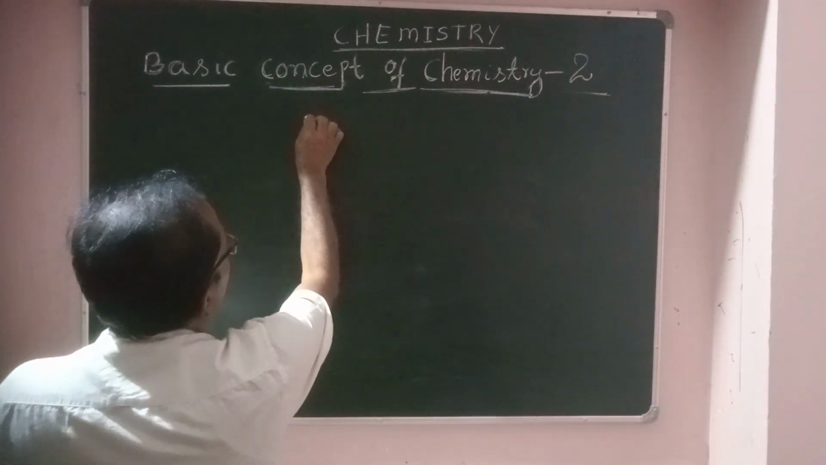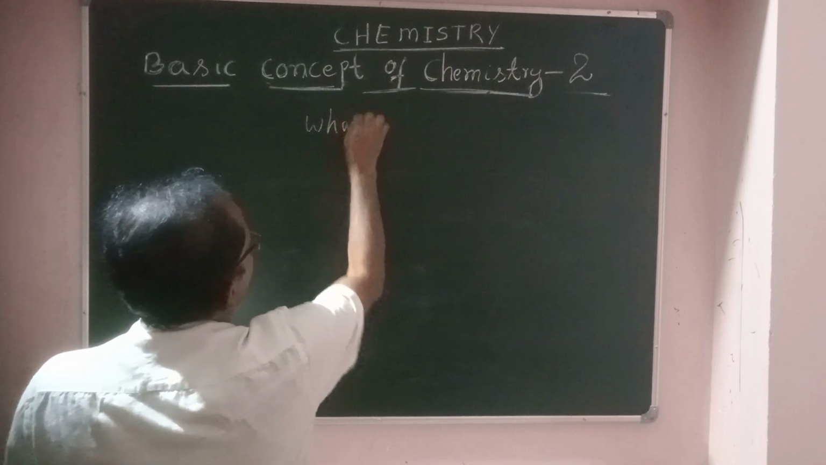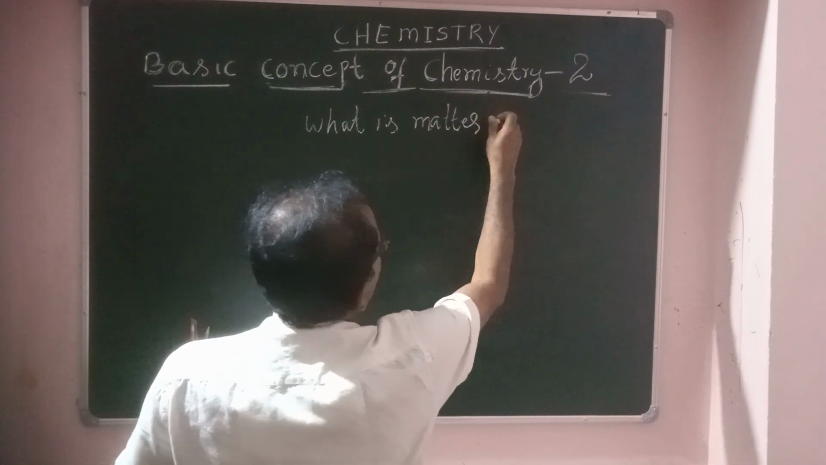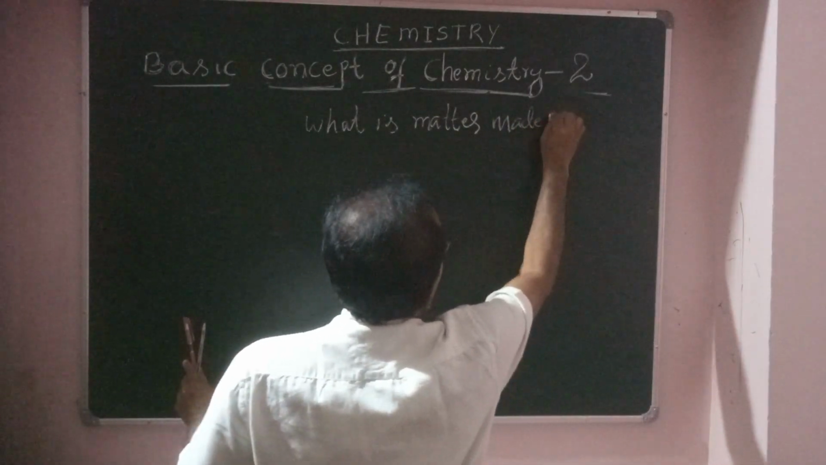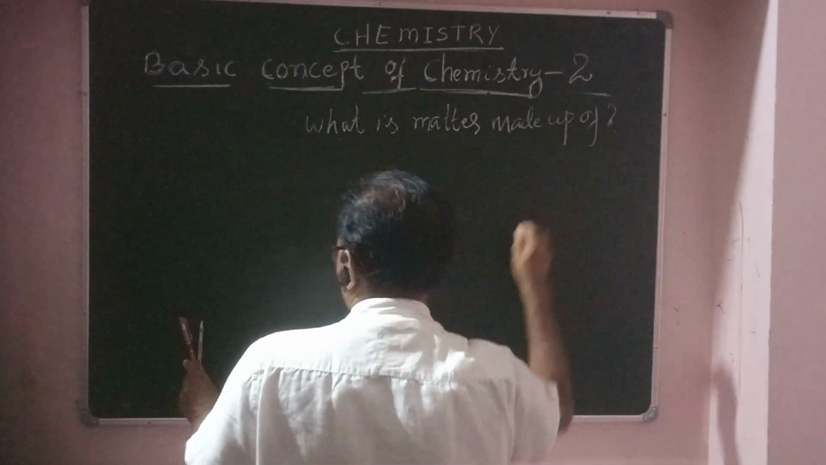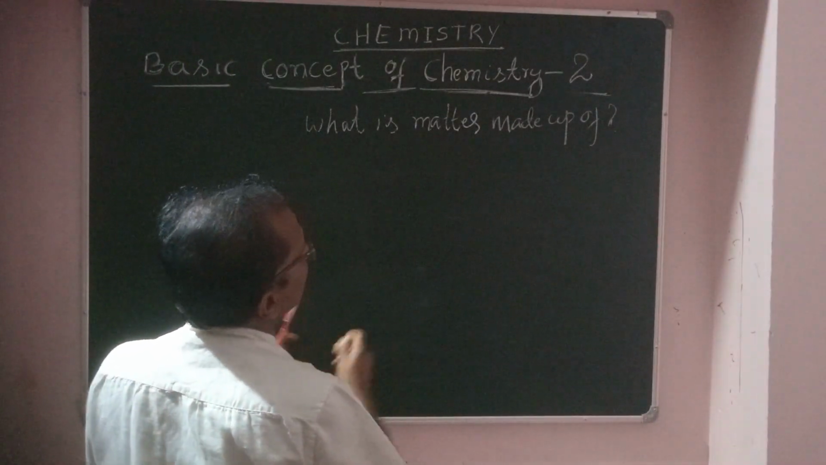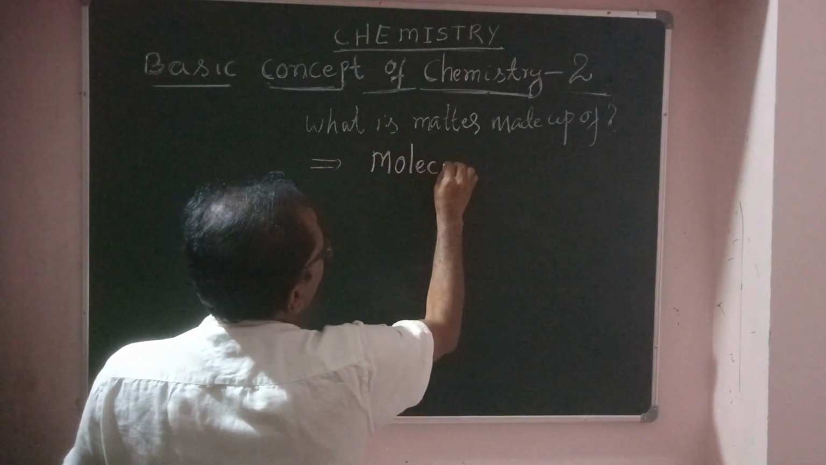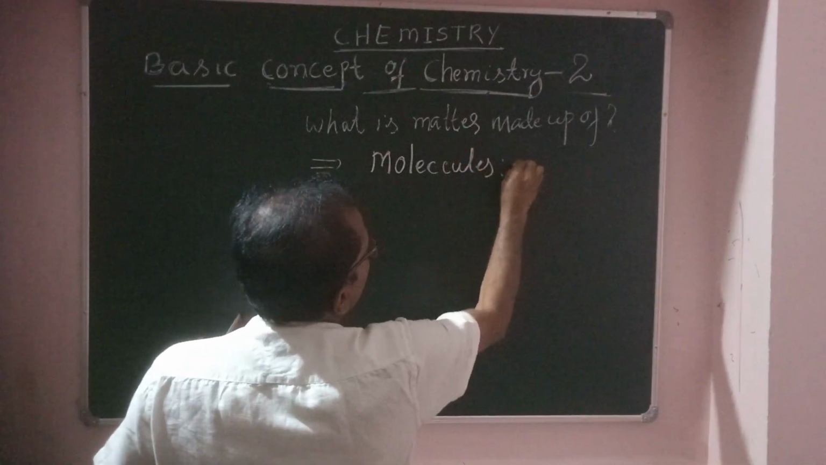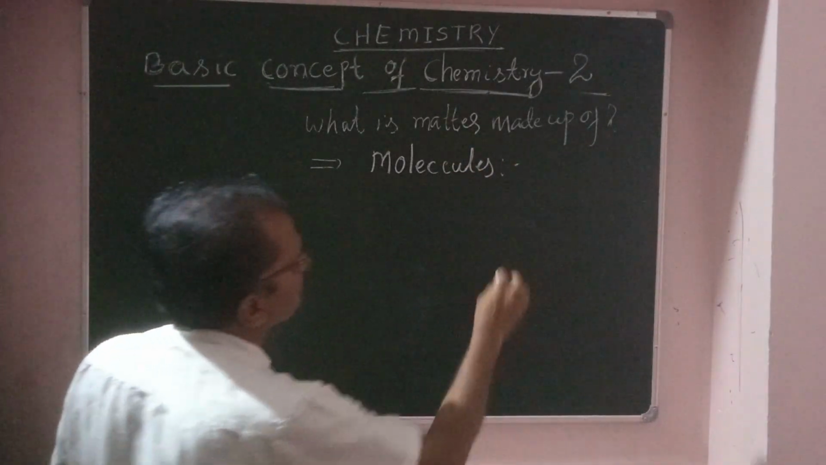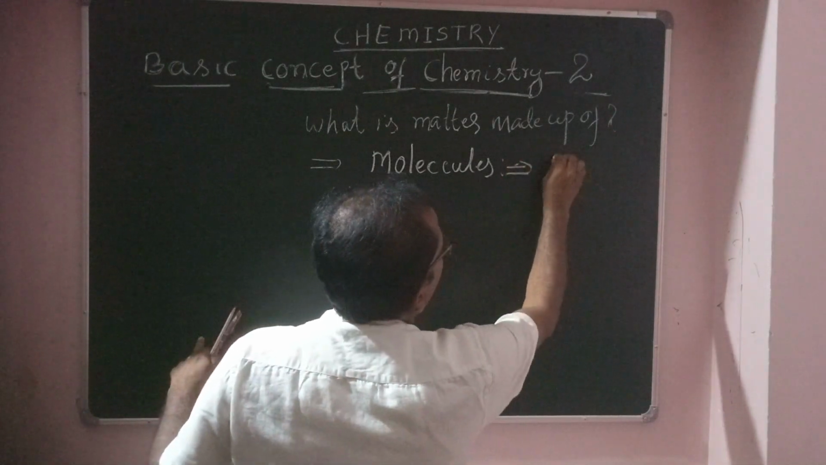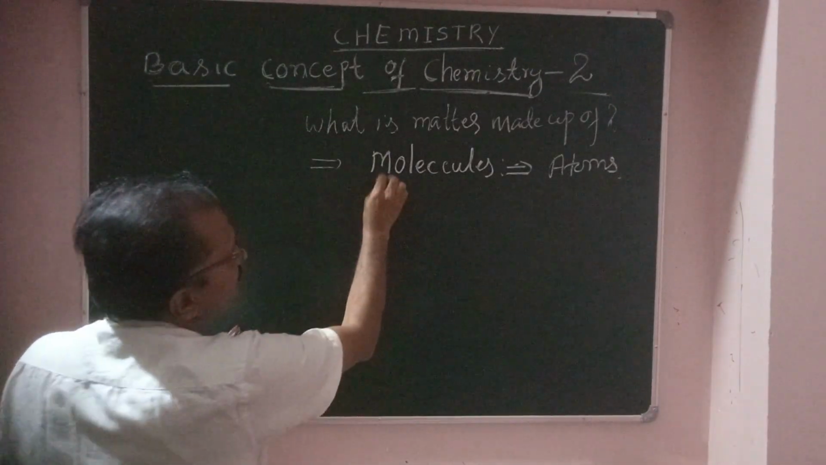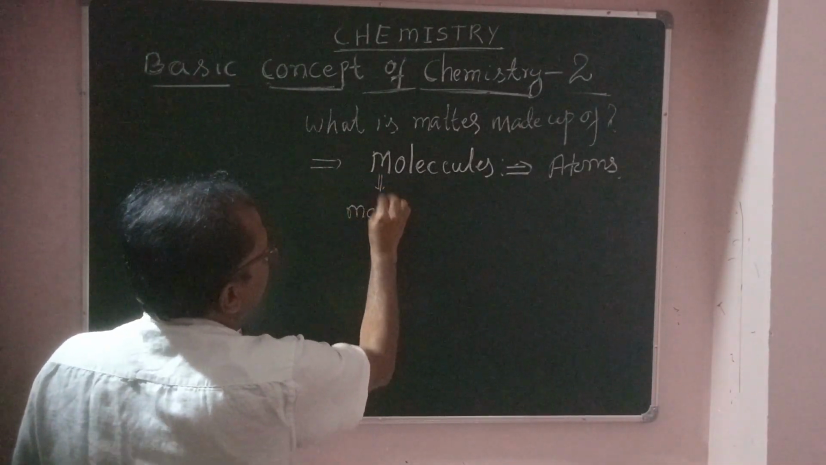Now, what is matter made up of? Matter is made up of the smallest particles called molecules. In turn, these molecules are made up of what? Atoms. So these molecules are made up of atoms.